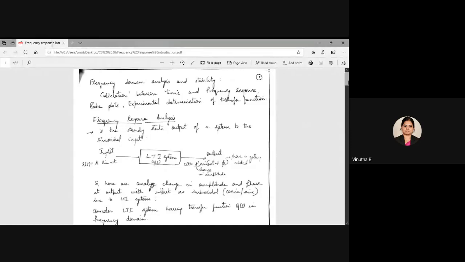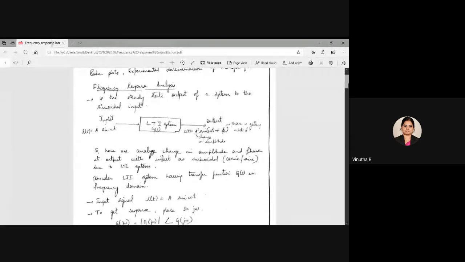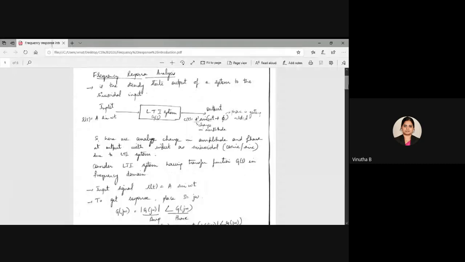So now I hope you understood what this frequency response analysis is. So here we are going to study the change in amplitude as well as change in phase, but not in frequency, and we are going to see what the actual response is. Here we are going to consider a second order LTI system, which is a second order control system. Okay, so now consider a linear time invariant system having transfer function G of s in frequency domain.